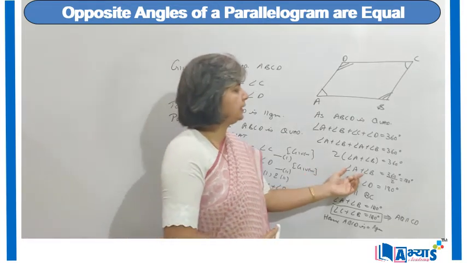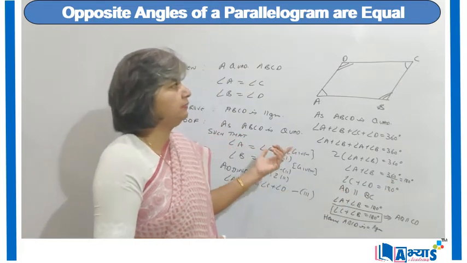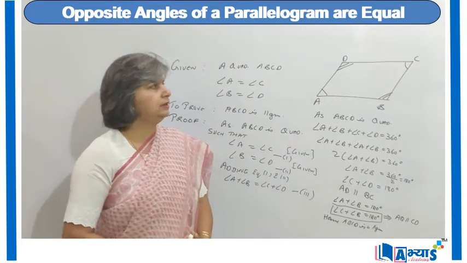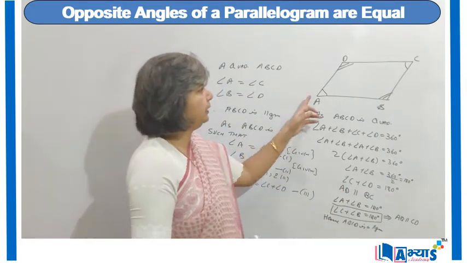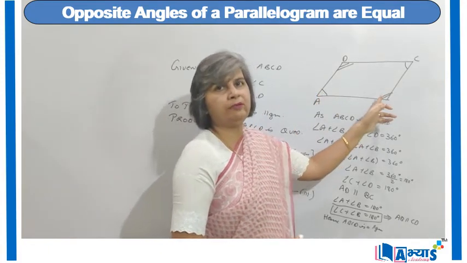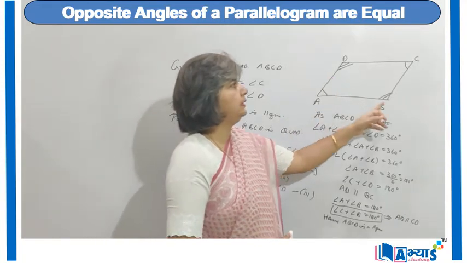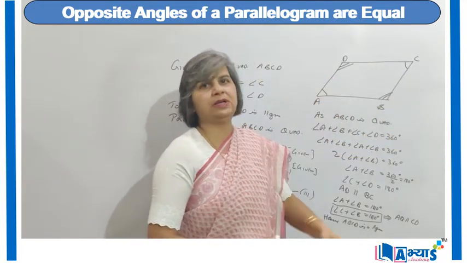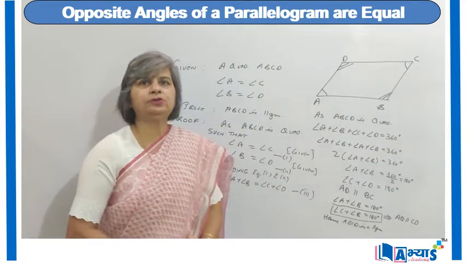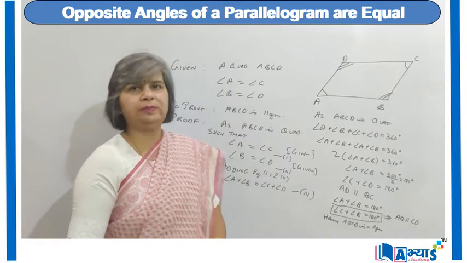Now angle A plus angle B is 180 degree. Similarly, we can say that angle C plus angle D is 180 degree. Now when angle A and angle B sum up to 180 degree, but they are co-interior angles, when AD and BC are the straight lines and AB is the transversal. As they are supplementary, so we can say that AD is parallel to BC.